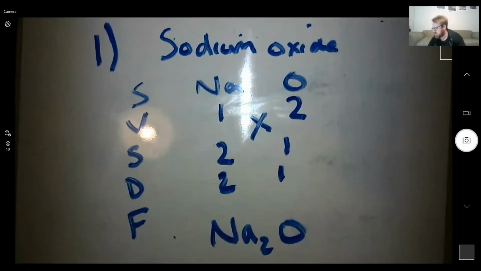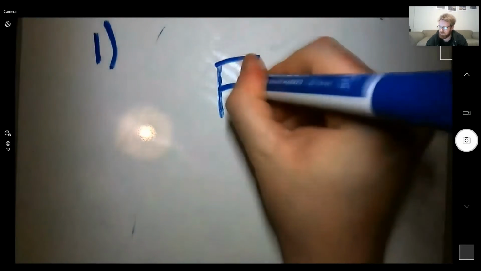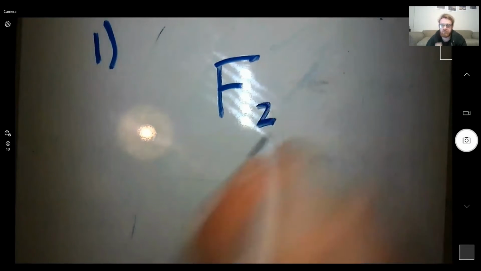Okay. For question 2, it is fluorine. So the symbol for fluorine is F. However, fluorine is one of your diatomics, so it has to be F2. Remember, elements on their own is just their symbol, unless it's diatomic, in which case it becomes the symbol with a 2 next to it. That should have said number 2. This is now number 3.